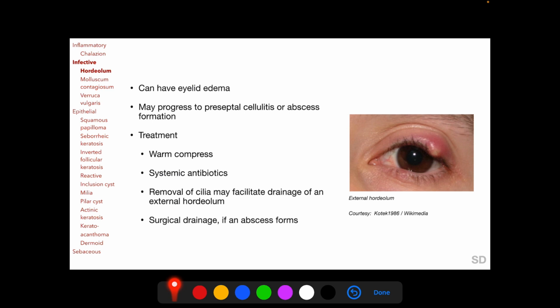Hordeolum can be associated with eyelid edema and can progress to preseptal cellulitis or abscess formation, and treatment of hordeolum includes warm compress and systemic antibiotics. In case of an external hordeolum centered on an eyelash, removal of that eyelash may facilitate drainage of the pus, and if an abscess forms, a surgical drainage of the pus is required.